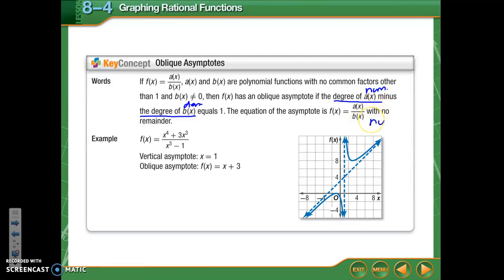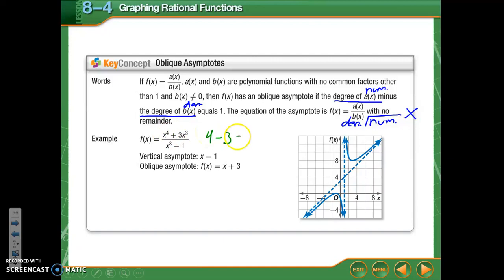And we get the asymptote by doing a of x divided by b of x. So I do the numerator divided by the denominator, and this is going to require long division. Notice it says with no remainder. So I do my long division, I ignore the remainder. Whatever I get as my quotient without the remainder is the equation of my oblique asymptote, which I'll show you in the next example.